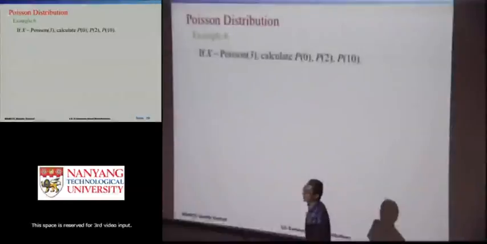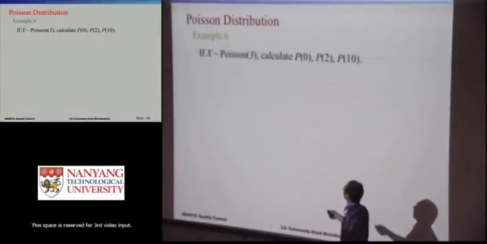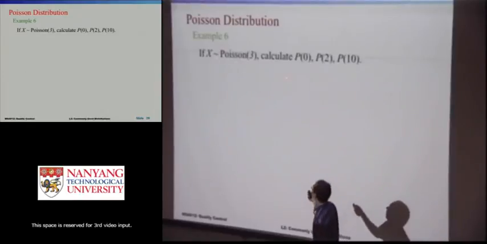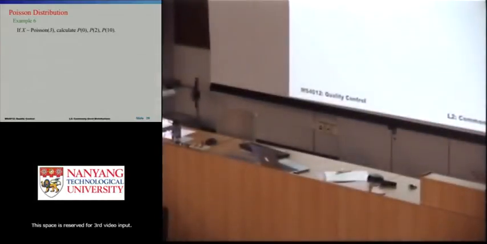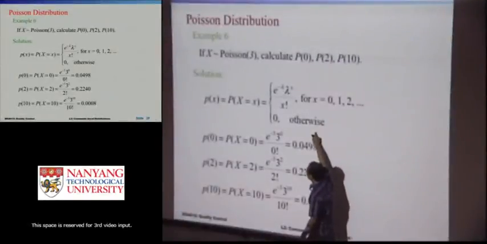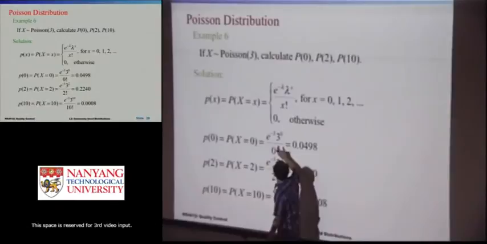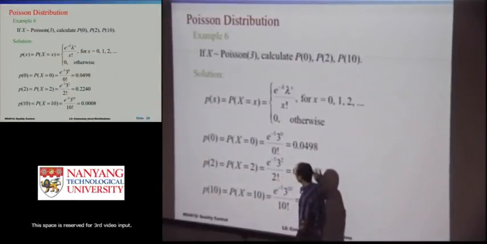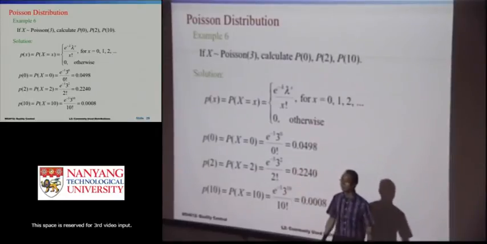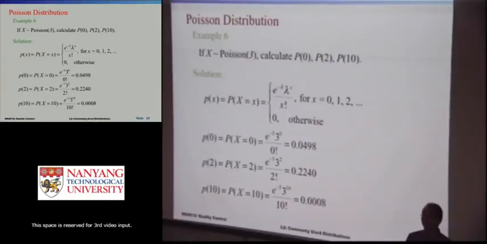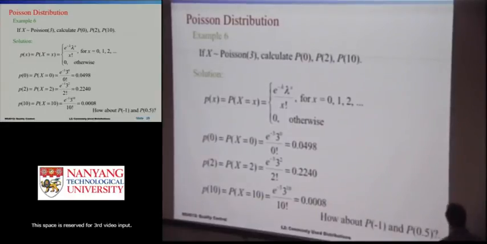Okay, so this example is very straightforward. It's given that the random variable satisfies the Poisson distribution. Then calculate P0, P2, P10. So we just get the formula, then plug in the value, and get the answer. Get the formula, plug in value, answer, right? Do I need to go through this step by step? No. Okay.